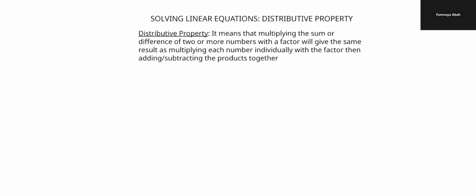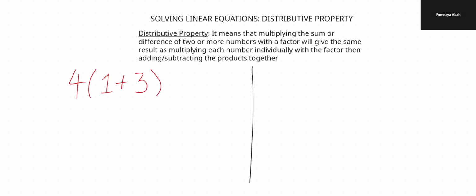So it means that when we multiply the sum or the difference of two or more numbers with a factor, we'll get a result that is the same as multiplying each number individually with the factor and then adding and subtracting the products together. So that was a lot to say in one sentence. So I do want to give an example to explain what I mean. So let me draw a line here. And let's say we have 4 and then in parentheses 1 plus 3. And we have to solve this.